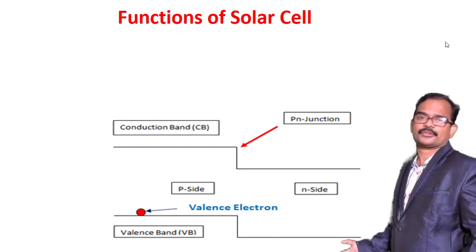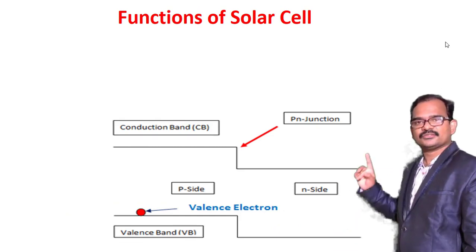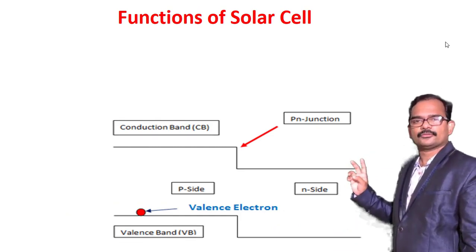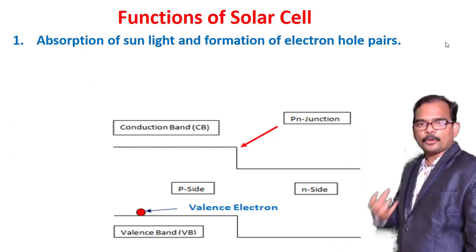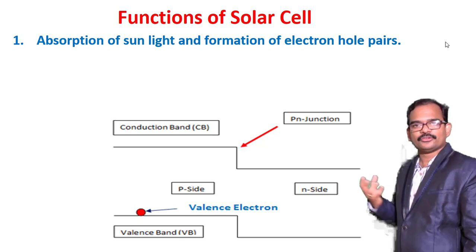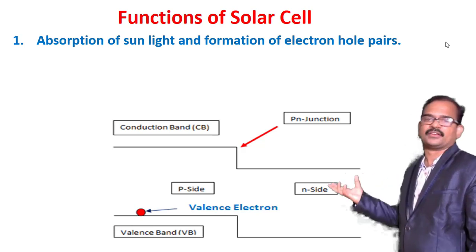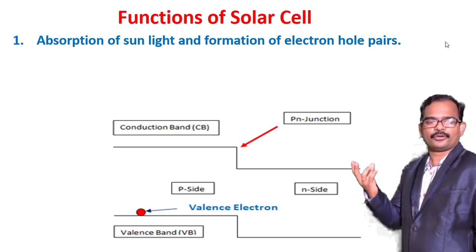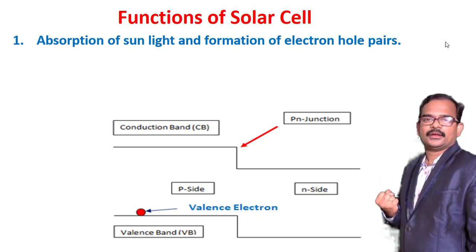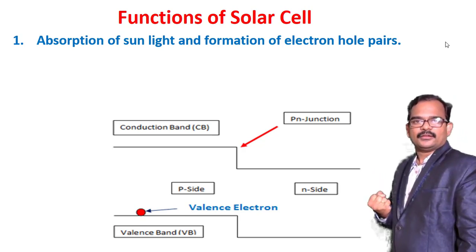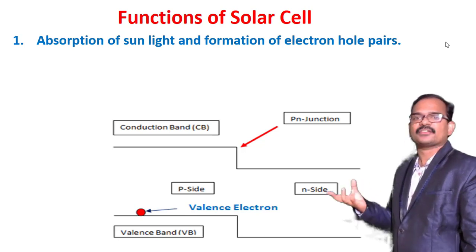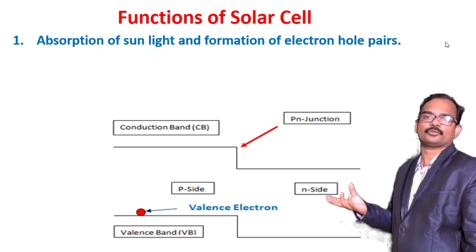What are the functions of a solar cell? There are 3 functions of a solar cell. The first one is absorption of sunlight and formation of electron hole pairs. Right. First of all, it has to absorb the sunlight, and this absorbed sunlight will form the electron hole pairs in the depletion region of a solar cell.